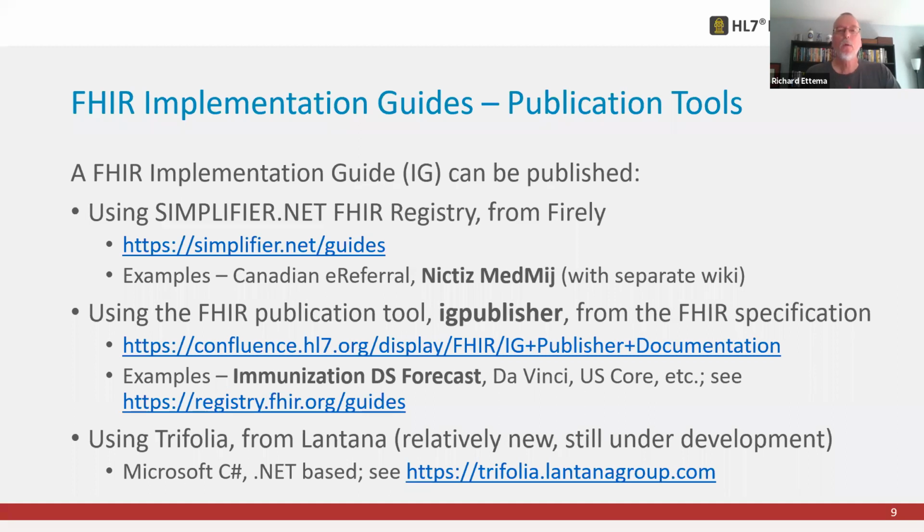There's the FHIR publication tool, or IG publisher, from the FHIR specification. You can go to the HL7 Confluence site to find out more information about how to download and actually run this in your own local environment. Some examples here are things that are part of the HL7 registry of implementation guides: Immunization forecast, which I'm going to be looking at in just a little bit, and Davinci, because that program has many use cases, each with its own implementation guide, the US core, and so on and so forth. So go to the HL7 FHIR registry to take a look and see what's been published so far.